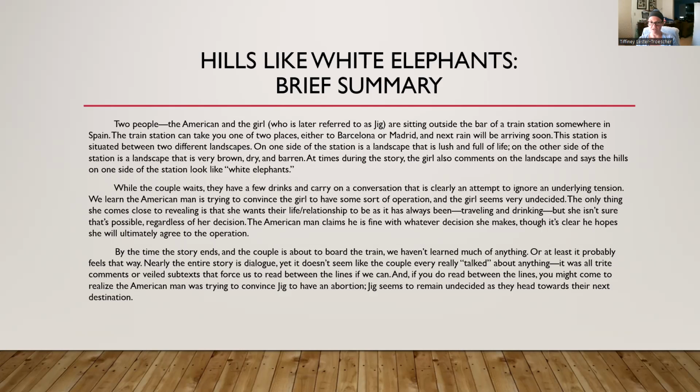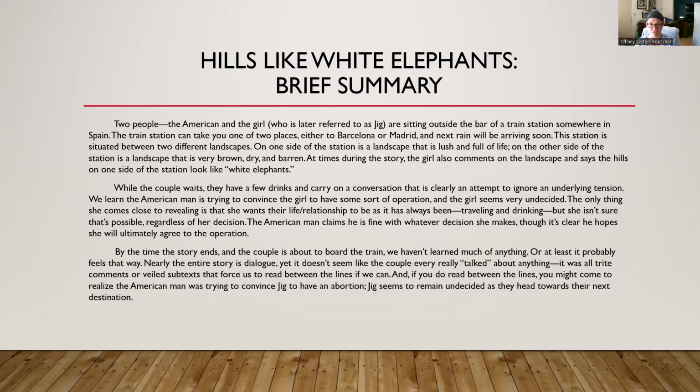We feel the tension, we have no idea what the tension is about, but we know that all of the things they're saying back and forth to each other, some of it seems innocent and innocuous. Other times it seems like they are definitely talking about something specific, even though we still don't know what that specific thing is. The only thing we kind of pick up on is that the American is trying to convince the girl to have some sort of operation, and she seems very undecided.